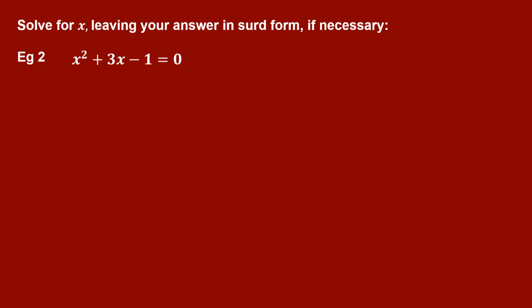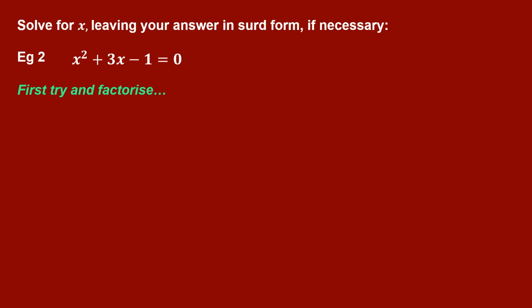In this example, we're going to solve for x, leaving our answer in surd form if necessary. In other words, if I get two answers that are some common fractions or integers, it's not necessary to leave it in surd form. So only if surds come up.